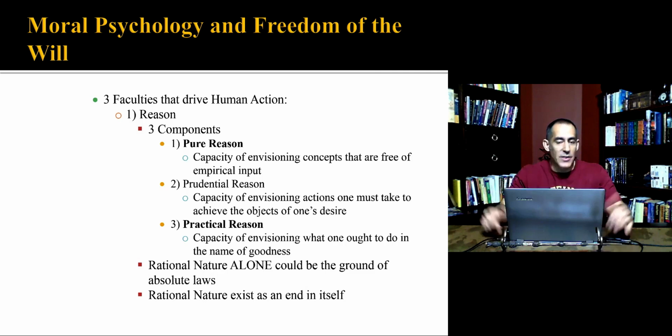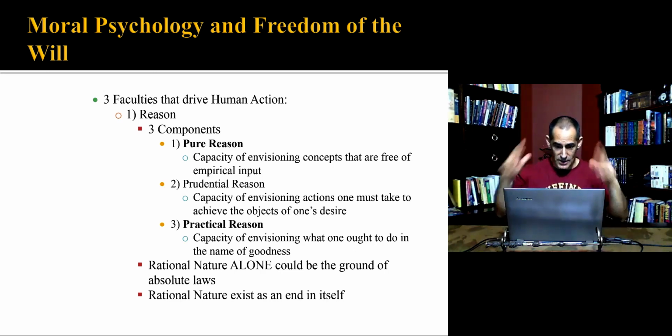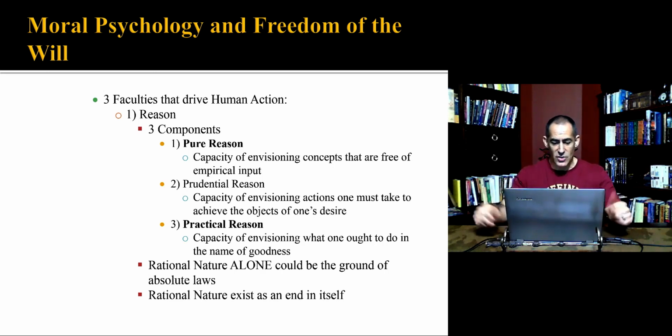You have what's called the pure reason, which is the capacity to envision concepts free of empirical input, kind of like you cut off from the world as you're contemplating concepts. Second is the prudential reason, which has to do with envisioning actions that you should take to achieve objects that you desire, right? Certain goals that you have in mind. And then the practical reason, which is the capacity to envision what ought to be done just purely in the name of goodness. And it's this last one, in a way combined with the first one, that are going to be the most important for his ethical theory.